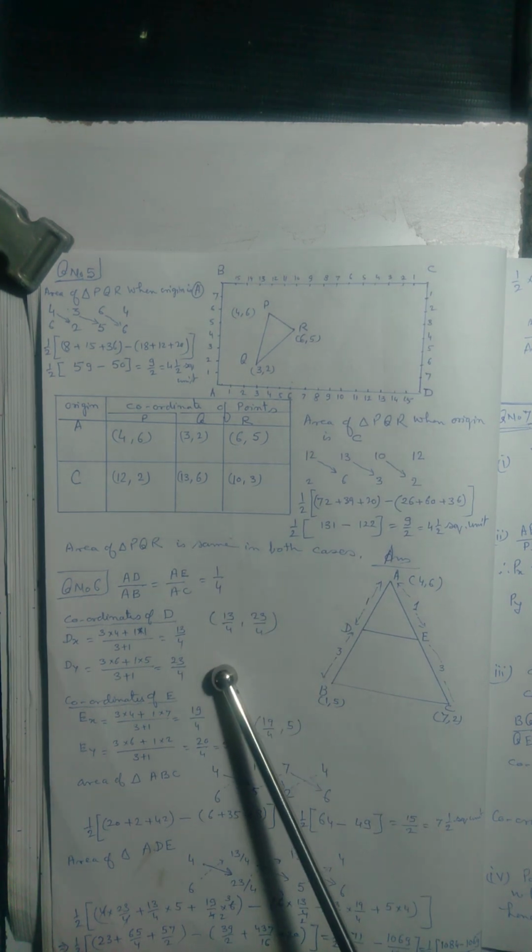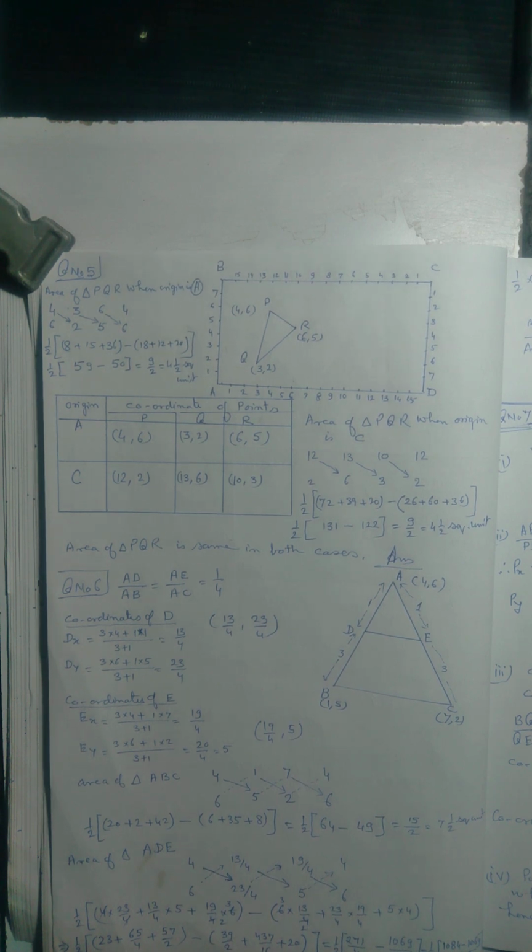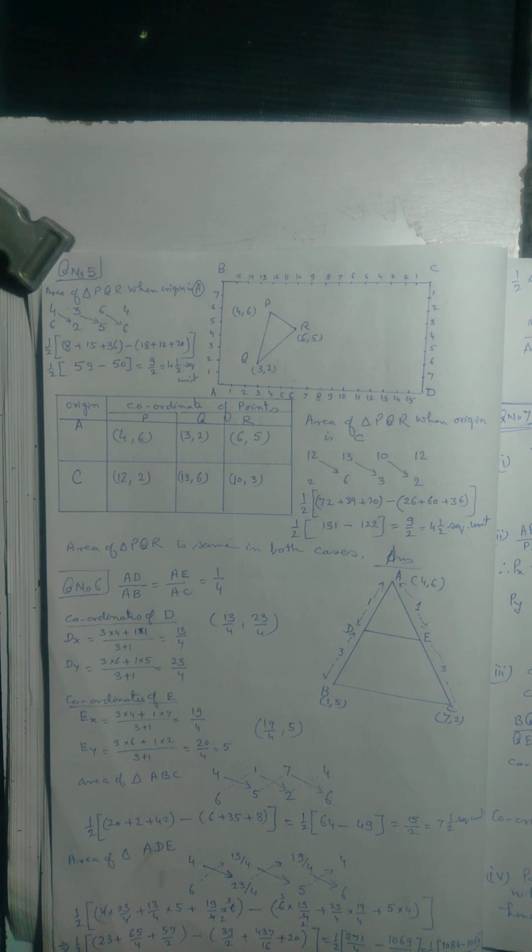Now proceed to question number 6, which states that the vertices of triangle ABC are A (4, 6), B (1, 5) and C (7, 2). A line is drawn to intersect the sides AB and AC at D and E such that AD upon AB is equal to AE upon AC, that is equal to 1 upon 4. Calculate the area of the triangle ADE and compare it with the area of triangle ABC.